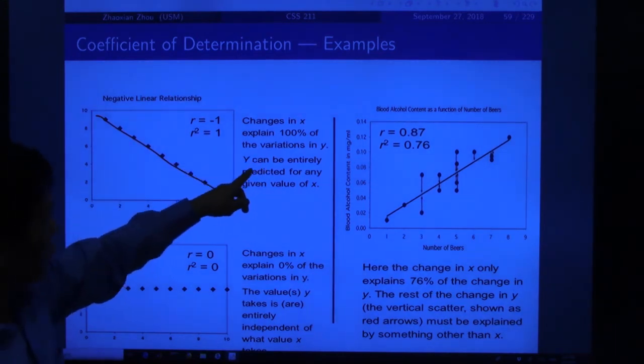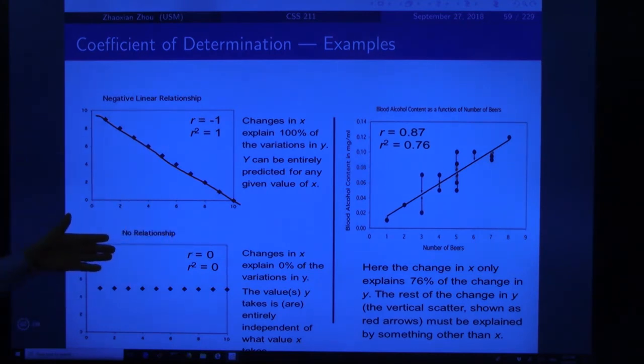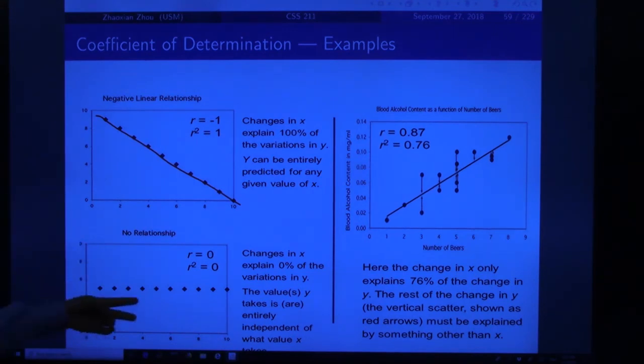So here, in this example, the larger the x, the smaller the y. There are no other reasons why y is smaller. The y is smaller only because the x is large. It's 100%. In this example, the correlation coefficient equals 0.